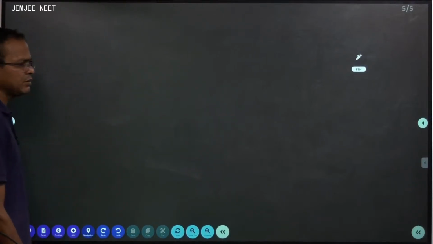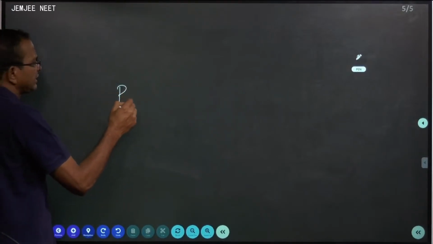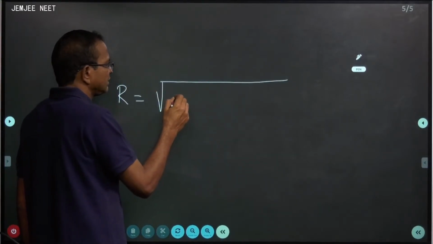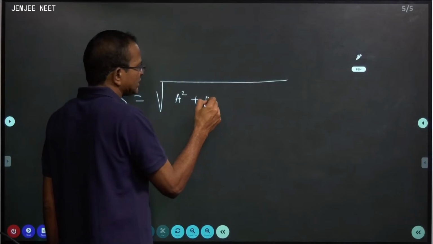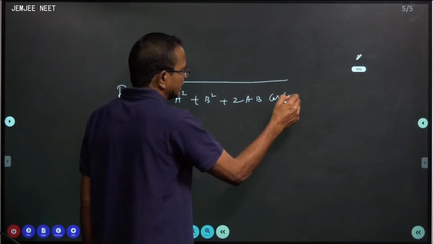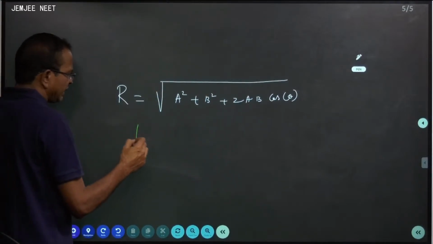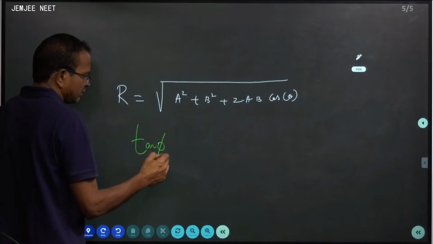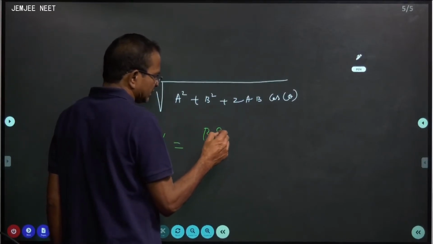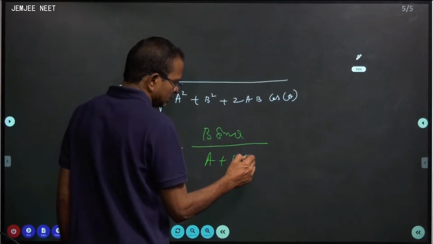Now I want to give you the relation for addition. R equals under root A square plus B square plus 2AB cos theta. I don't want to go into the derivation of this, waste of time. I hope you know this. And then tan phi is equal to B sin theta divided by A plus B cos theta.